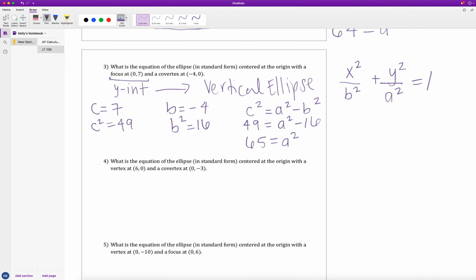So I can use all this information and sub to get in my final equation. So we get x squared over 16 plus y squared over 65 is equal to 1. And that right there will be my final equation for the standard form of this ellipse.